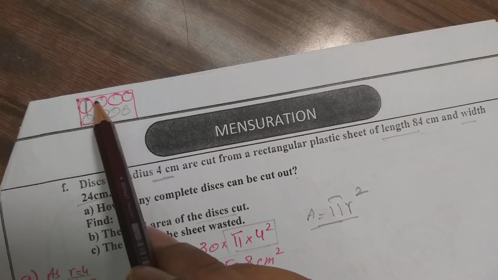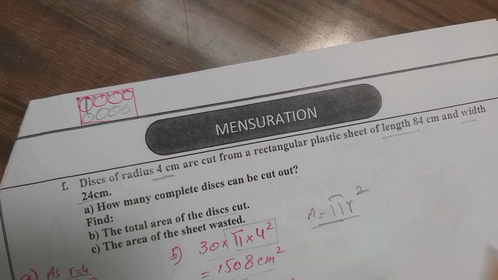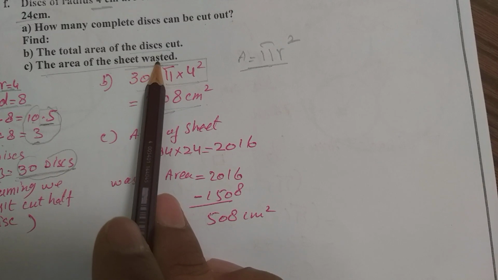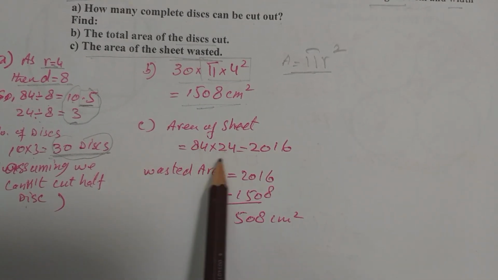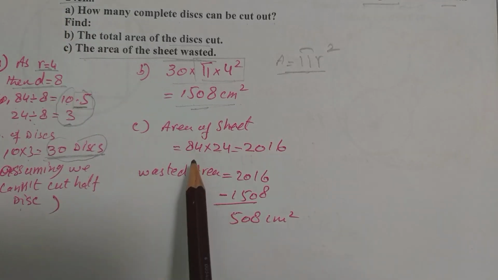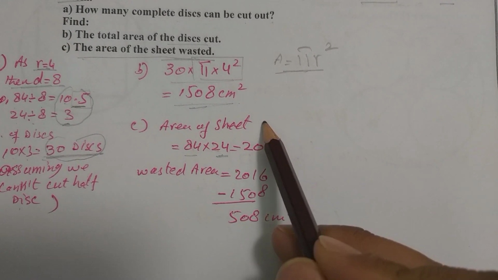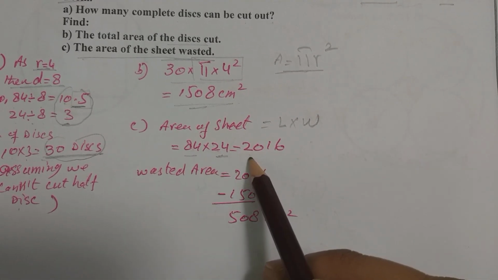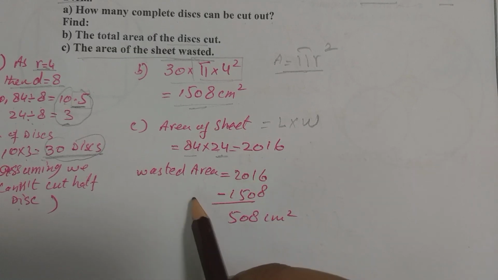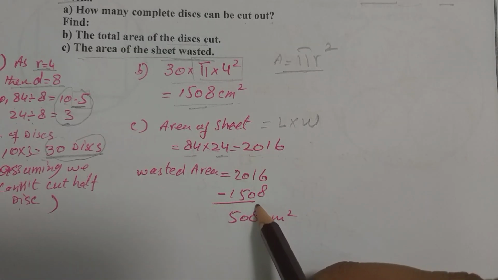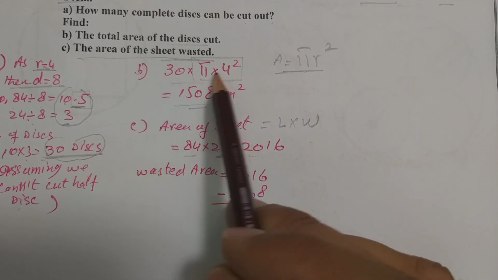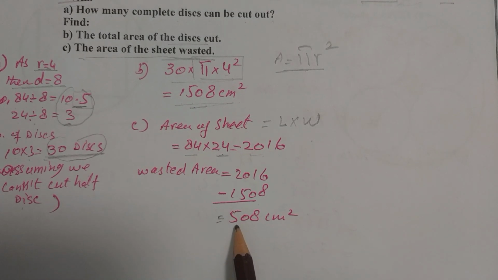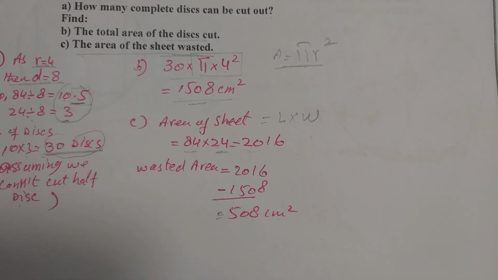If you look here, this corner is left, this corner is left, and this corner is left, which is the wasted sheet. That's why I said to find the area of the sheet which is wasted. The sheet is rectangular, so its area is length times width, which is 2016. The wasted area is the area of the sheet minus the area of the 30 discs, which gives 508 centimeters squared.